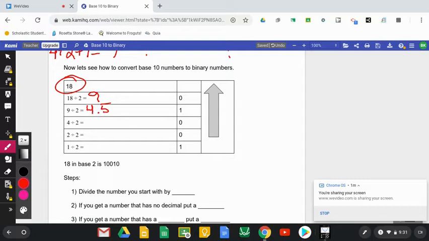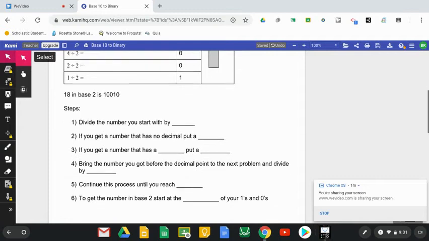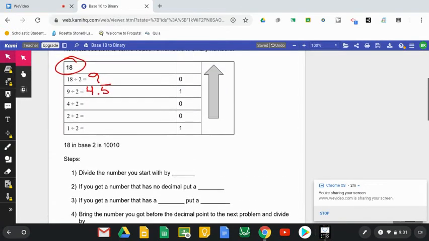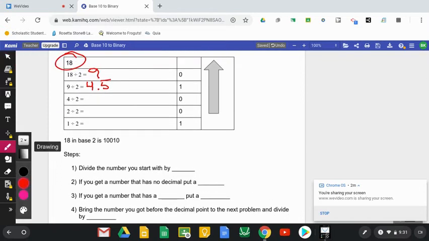Interesting. So let's go over what's happened so far with these steps down here, because it's a pattern. Divide the number you start with by 2. First step, I did 18 divided by 2 and I got 9. If you get a number that has no decimal, that's what we did, put a 0. This 0 over here, with this line going down, is because there's no decimal. If you get a number that has a 0.5 at the end, we're going to put a 1. Now you see how I got a 4.5? There's really a 1.